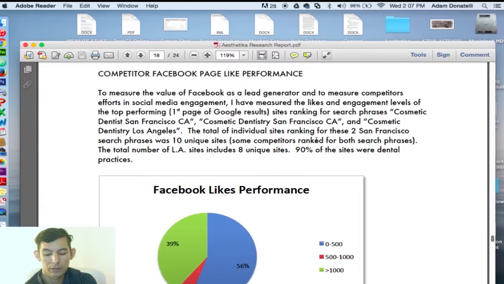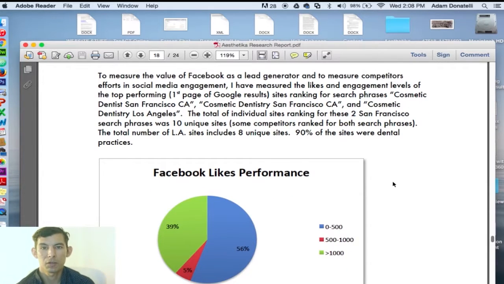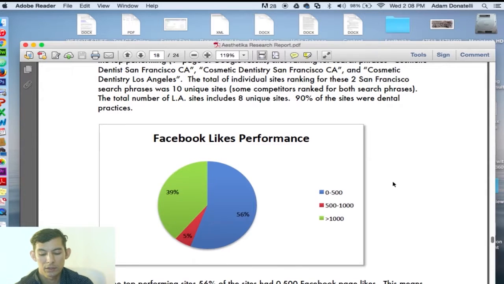What I found is that 56% of all those Facebook social media accounts had 0 to 500 likes. Now, likes do not have so big of an influence on ranking performance, because Google knows that these can be paid for pretty much. What's really important is engagement, and we're going to get into that next, but let's at least look at this, because it's going to tell us how much our competition is investing into their social media, Facebook.